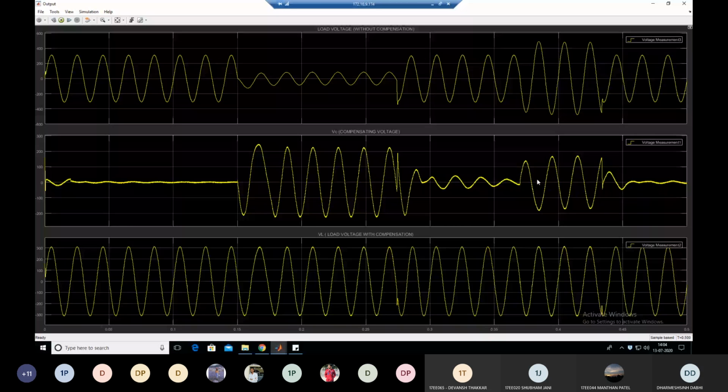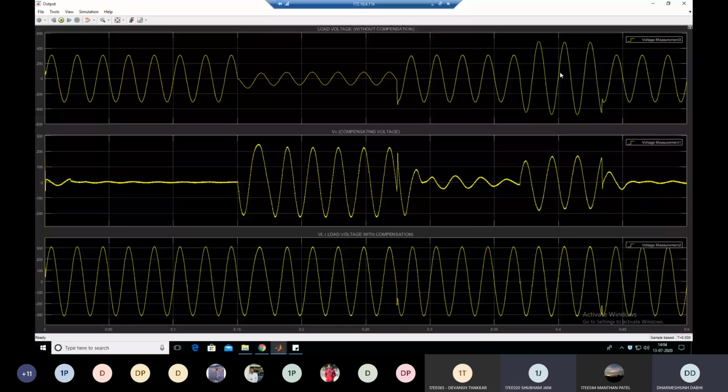Clear? So that's why during this interval, we inject the voltage in series with the line with exactly 180 degree out of phase as compared to the load voltage. I hope it is clear to you.